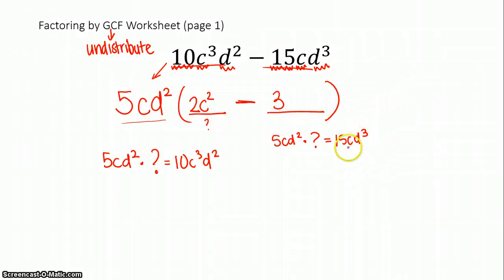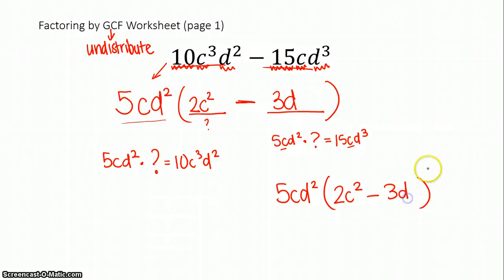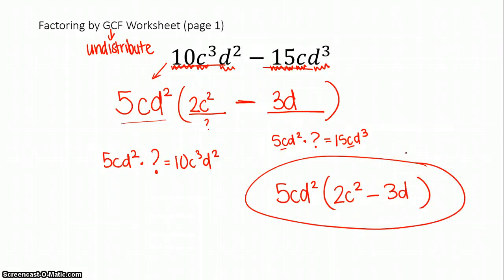C is already taken care of. There's a C here and a C here. And then we need one more D to get back to D to the third. So the final answer would be 5C D squared. There's your GCF out front, your greatest common factor. And then 2C squared minus 3D. There is your answer.